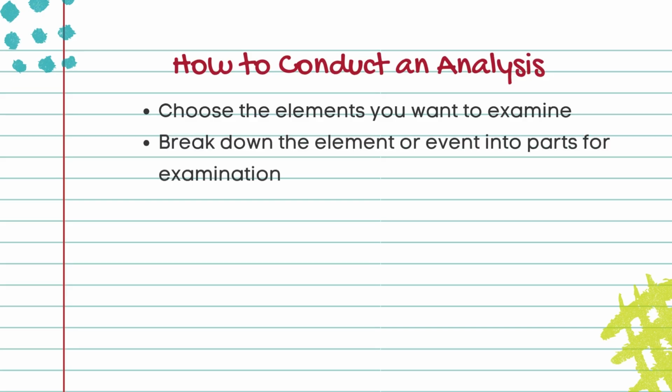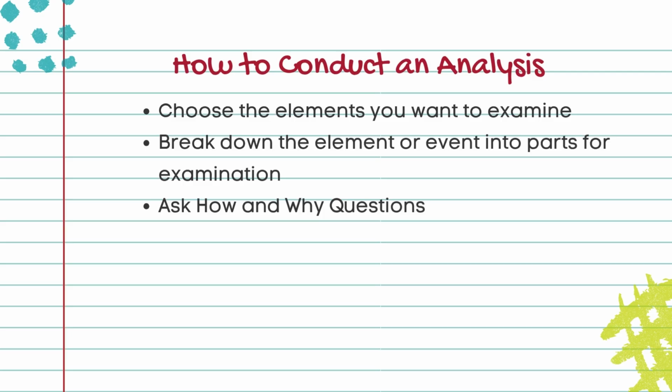Number 2, break down the story event that you are analyzing into its various parts so that you can examine each part. For example, an element of a story you select may be the setting, character, or conflict. Analyze each part separately to gain a detailed understanding of how they contribute to the whole. Number 3, ask how and why questions about the elements.